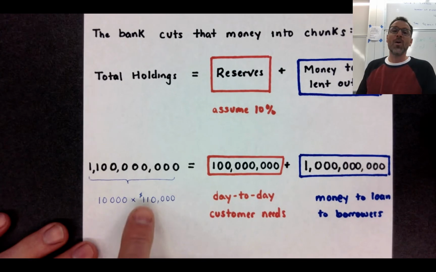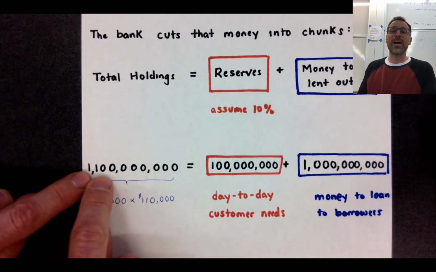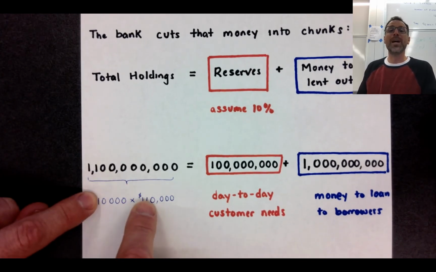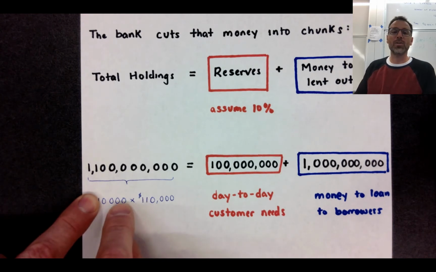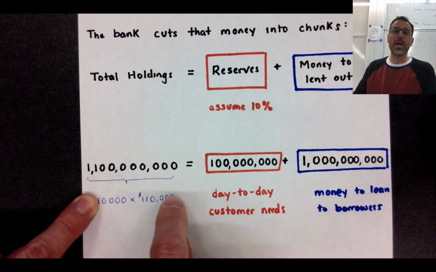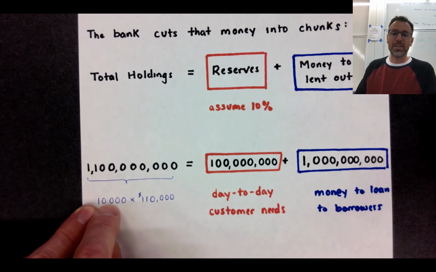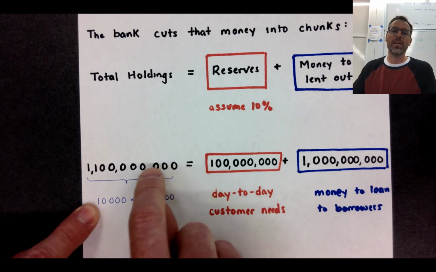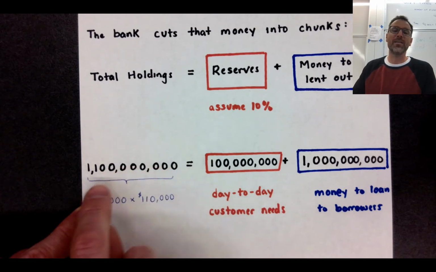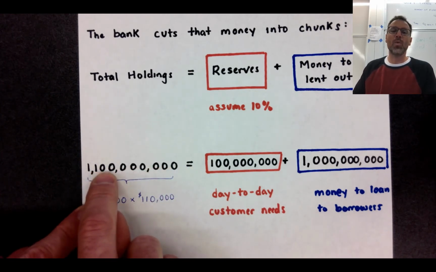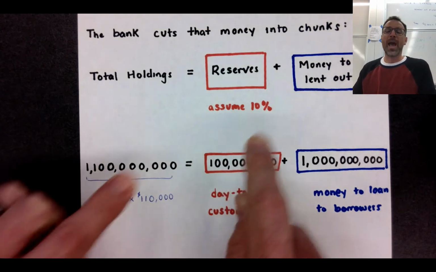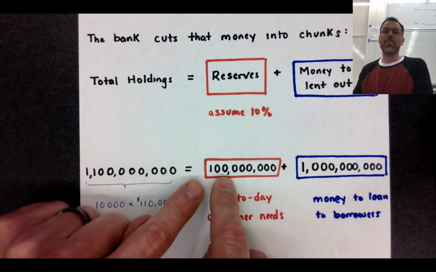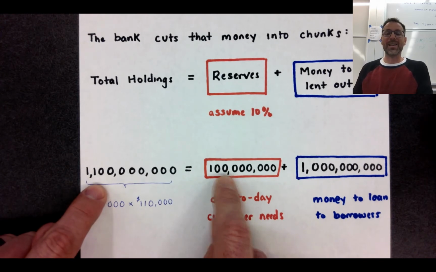So remember in this model that we had 10,000 households, each of whom had $110,000. So here's 1, 2, 3, 4 zeros, and then here's 1, 2, 3, 4 zeros. Remember when we have this number of zeros, we just add those on the end. So total of 8 zeros, 1, 2, 3, 4, 5, 6, 7, 8. So this would be $1,100,000,000.